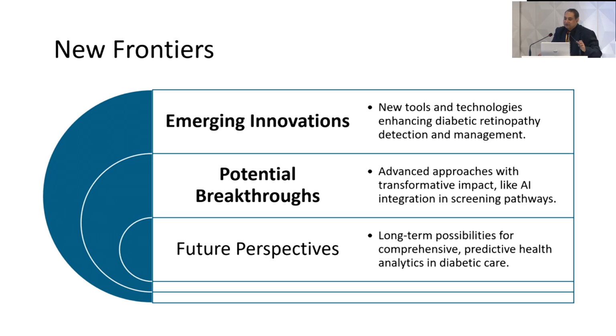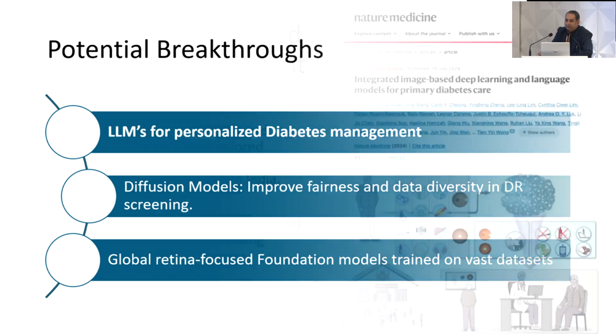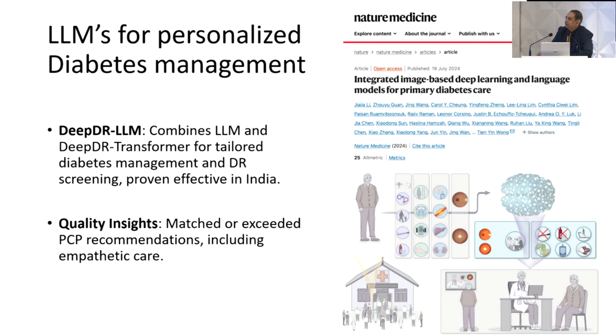There are a couple of potential breakthroughs which are still not there, but definitely we'll see them in the next few years. Definitely LLMs, the large language models, have paved their way in diabetes management. Again, this was one of the works where we were part of it, so we could validate it in our country, where we tried using a deep learning model for retinopathy and a large language model to give advice. The beauty was that it matched and exceeded the primary care physician's recommendation. Even in terms of empathy, it could work pretty well.